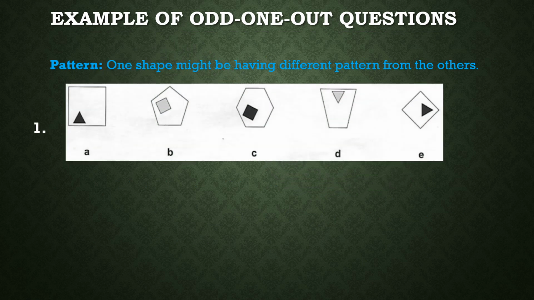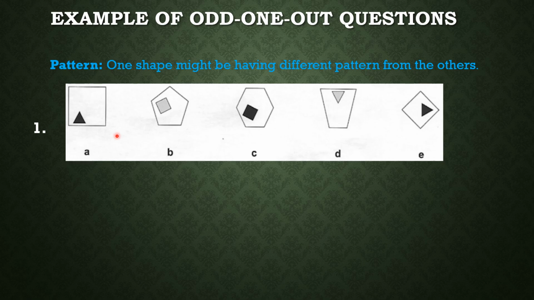Within pattern related questions, in this particular example, we see there are 5 images given here and all of them are having different sizes and shapes. Option A is a square with a non-transparent triangle inside. Then a pentagon with a semi-transparent square inside. Then a hexagon with a non-transparent square inside. Then a quadrilateral shape with a triangle inside. Then a square with a non-transparent triangle inside. So in this example, we can't judge the odd one out by just shapes because they are all different, and we can't judge it by non-transparent or semi-transparent shapes either. So we need to find out the pattern in this type of question.